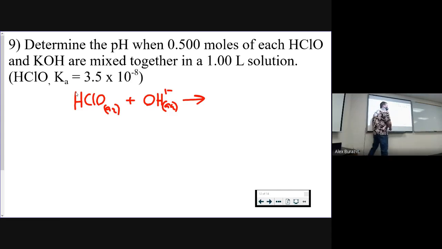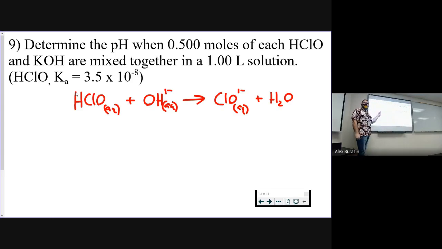after I transfer the proton, right? I'm going to get ClO1 minus plus H2O. This is called hypochlorous acid, and this is called hypochlorite.